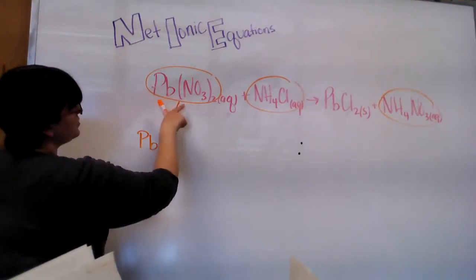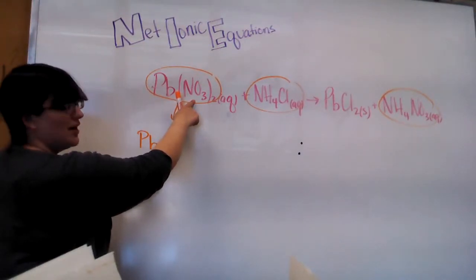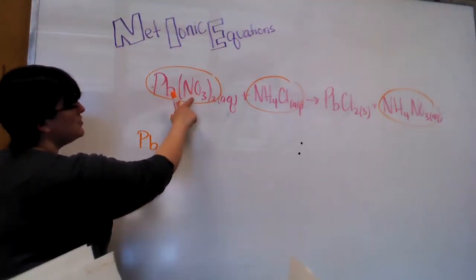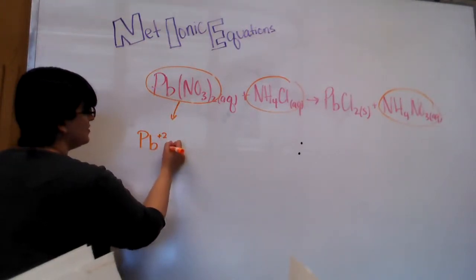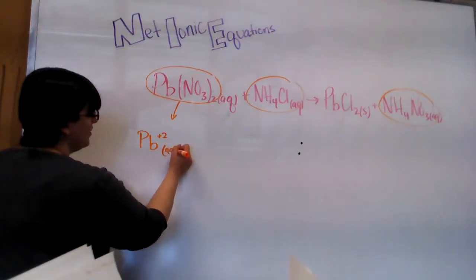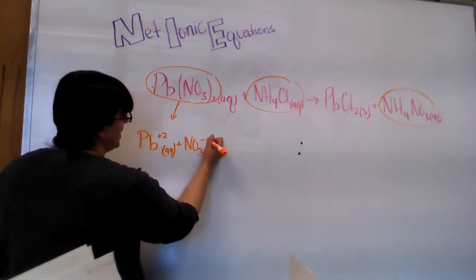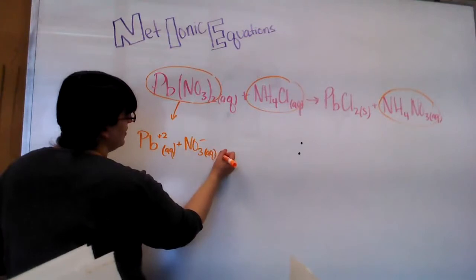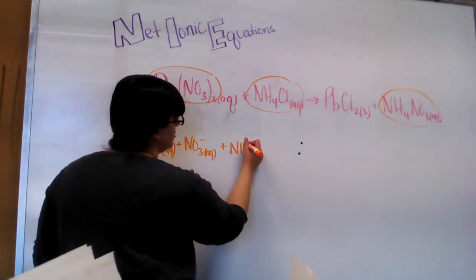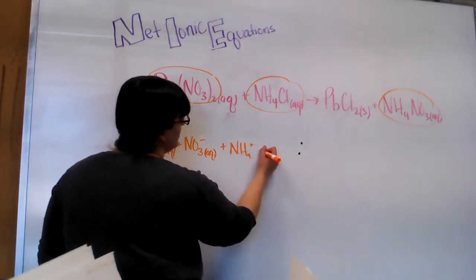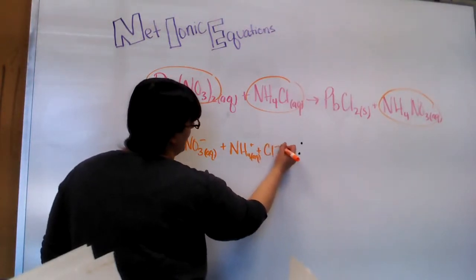Pb, and we know it's a charge of +2 because nitrate has a -1 charge. You'll see that on your polyatomic ion chart, and you see that we have 2 of them. So if we have 2 negatives, that means that this has to have 2 positives in order to be overall neutral. So it's Pb2+ (aq) plus NO3- (aq) plus, and then this guy, we know NH4 has a +1 charge, NH4+ (aq), plus Cl- (aq).